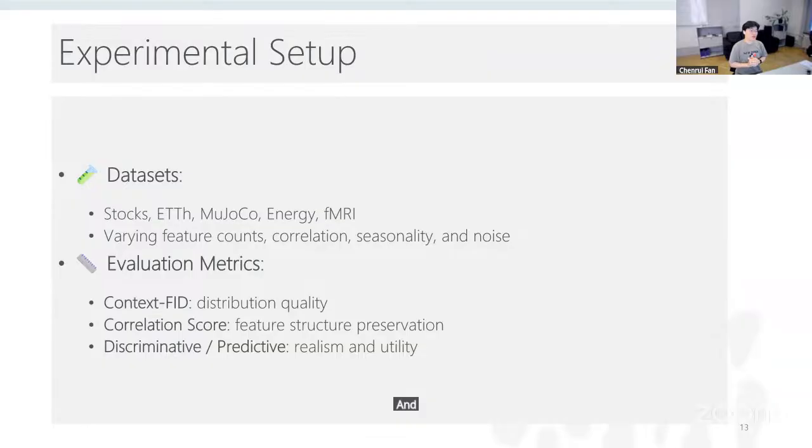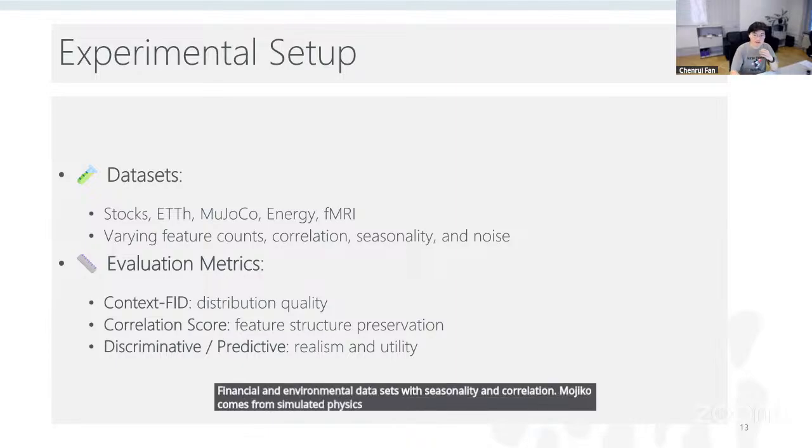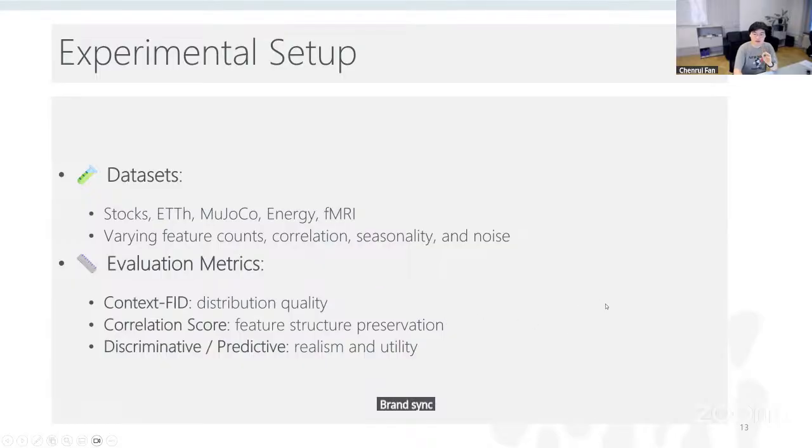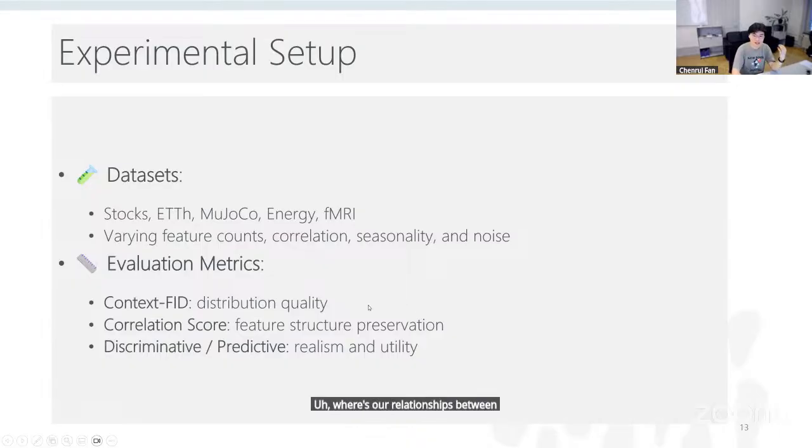About the experimental setup, we evaluate our framework on 5 datasets from diverse domains. Stocks and energy are financial and environmental datasets with seasonality and correlation. Music comes from simulated physics, while fMRI is a highly complex brain signal dataset. For metrics, we use the Context-FID to measure global similarity between real and synthetic data, and the correlation score to assess whether relationships between features are preserved.